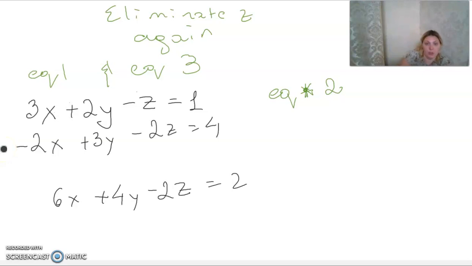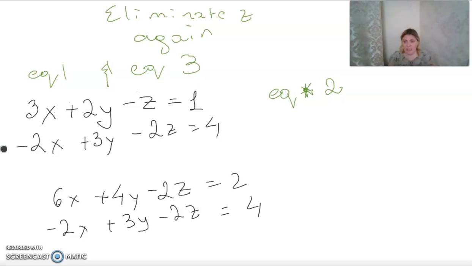And I'm leaving my equation 3 the same in this case, because that's why I selected my equations this way. You can see that I have exactly the same number, negative 2z and negative 2z, exactly the same and not the opposite sign. That means I need to subtract. So I'm going to do equation 1 minus equation 2. But you can also do equation 2 minus equation 1. It does not matter.